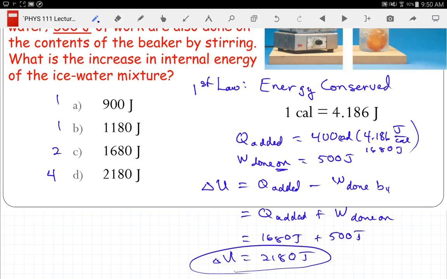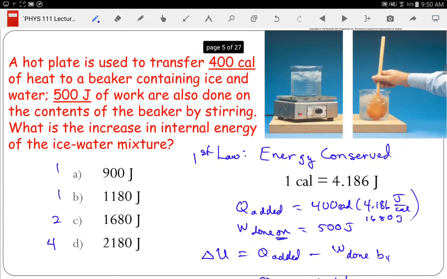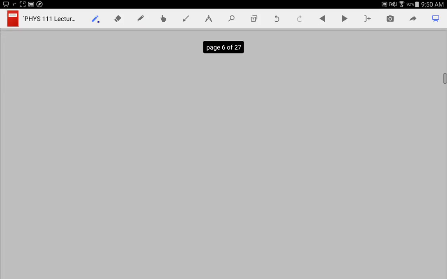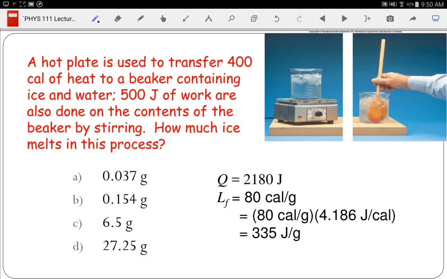Now the next question, next one's a clicker question, is going to build from this. So we're going to start with the 2,180 joules and heat water. Melt ice. So melting ice, we have a relationship between the heat that we put into ice and how much it melts. So we're starting with ice at 0 degrees. We don't have to heat it up at all. We just have to melt it. How much ice can we melt with that amount of heat?